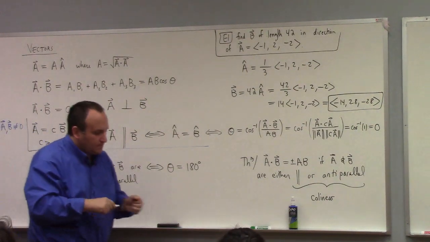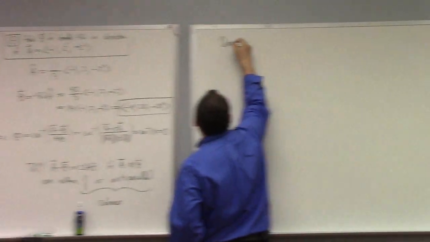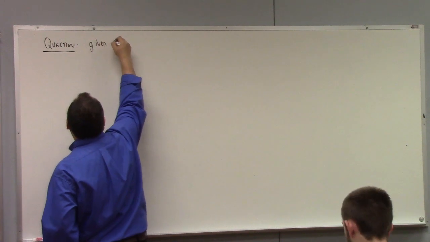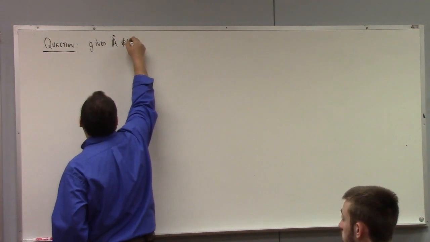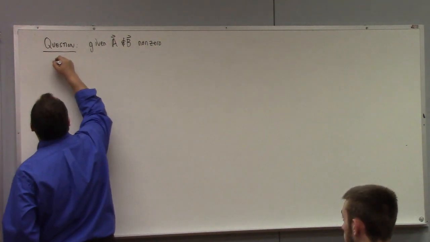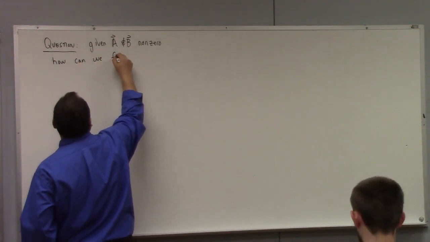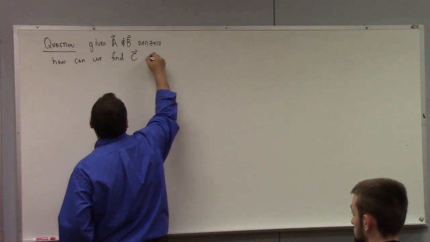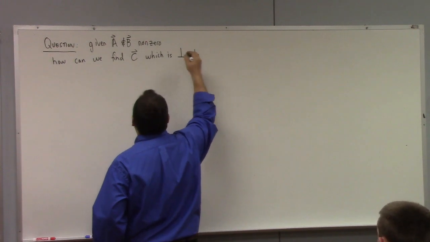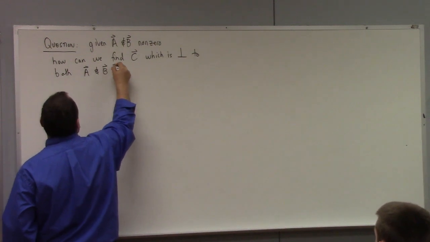All right, so let's go on. So here's the next question. Given A and B non-zero, how can we find, say, a vector C which is perpendicular to both A and B?